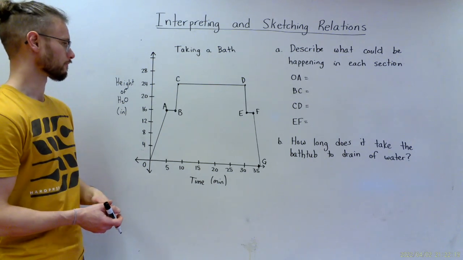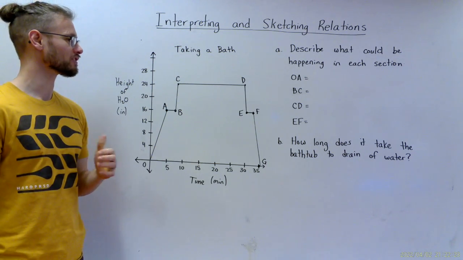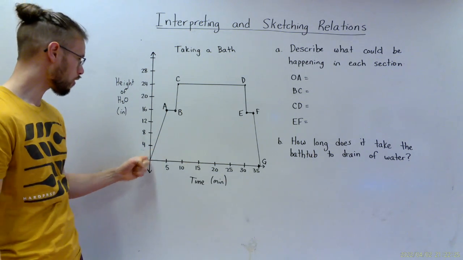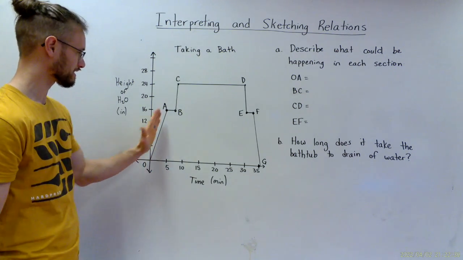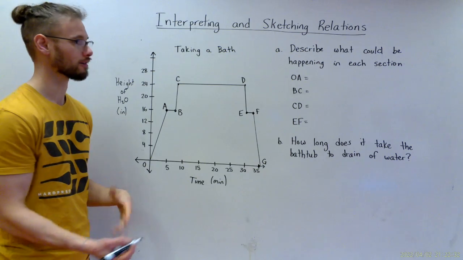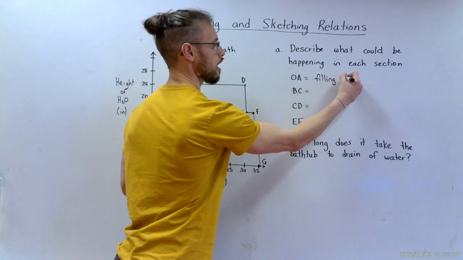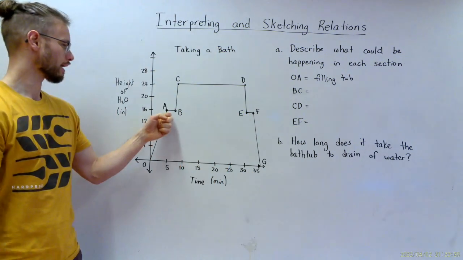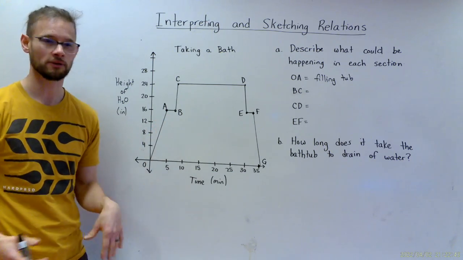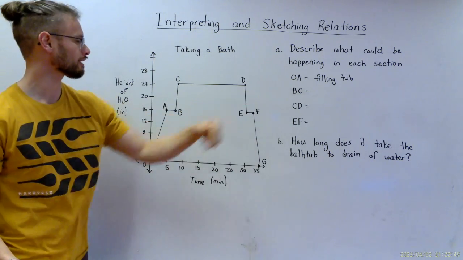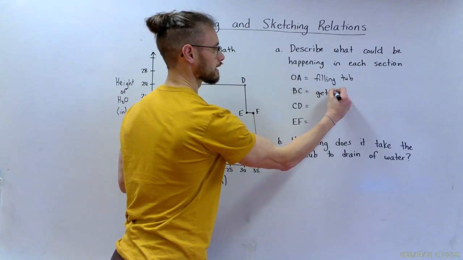All right? So when it comes to describing what could be happening in each section, from O to A, what's probably happening is we see a steady increase in the water height. That would probably mean that we are just filling the tub of water. A to B, a reasonable estimate could be maybe getting undressed, whatever. B to C, what's happening in B to C? Many people would just say that you are getting into the tub.